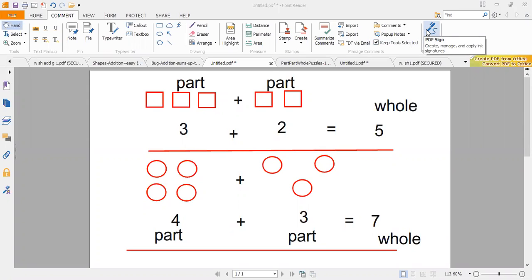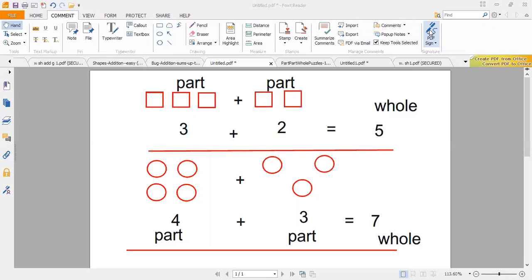So, our lesson today will be part whole model. What's the meaning of part whole model? We use this part whole model in addition. We also can use this in the subtraction, but first let's start with the addition. Part whole model contains two parts and one whole.